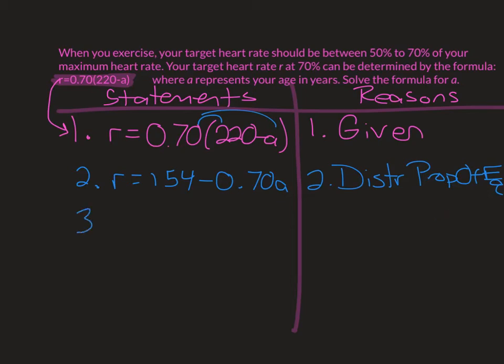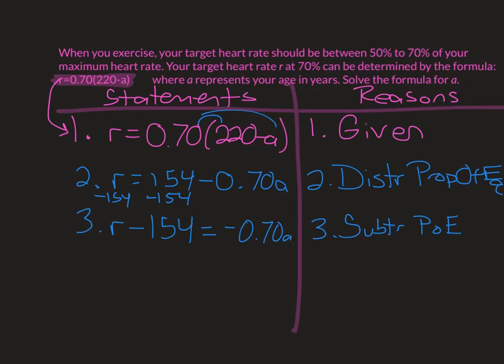The next thing I'm going to do, we are trying to solve for A. So I'm going to subtract my 154 from both sides. What I'm left with is R minus 154 equals negative 0.70A. Well, how did I do that? I subtracted. So this is going to be our subtraction property of equality. Now with subtraction, you do need more than just sub for your abbreviation, because substitution is a property as well. So make sure you have this TR as well, so we know it's subtraction and not substitution.